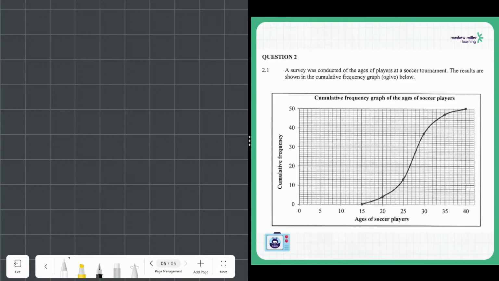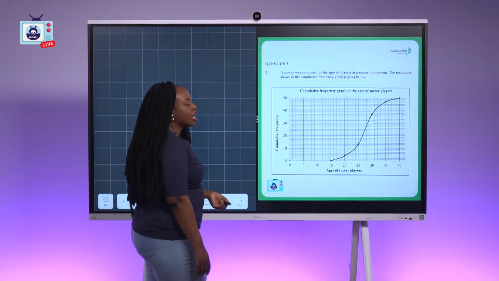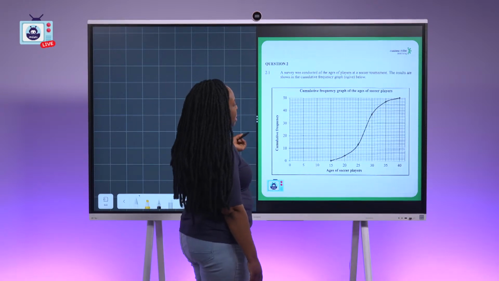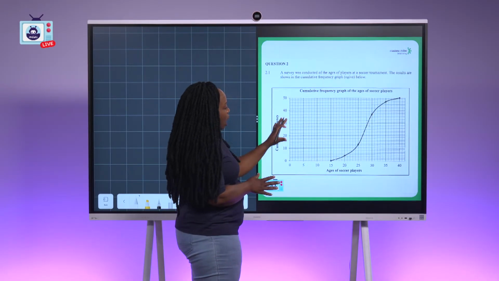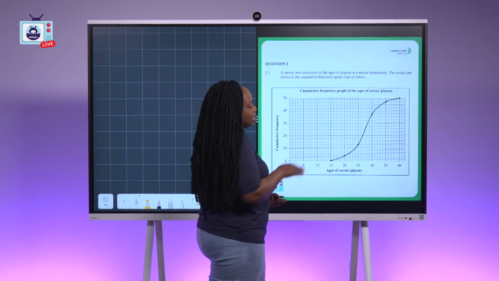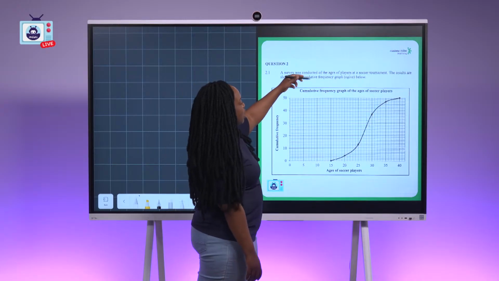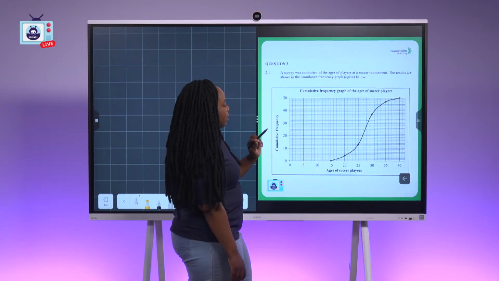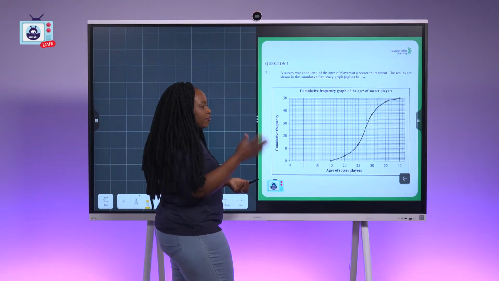Here we are told that a survey was conducted of the age of players at a soccer tournament. The results are shown in this cumulative frequency graph, which we call an ogive. So that is our ogive there. People call it ogive because I feel like it's a jiving kind of graph. So that's how I describe my ogive. There you have all the labels that need to be done, but pay attention that this is cumulative frequency. It's not frequency. So some frequencies were accumulated to make it a bulk kind of frequency, right?